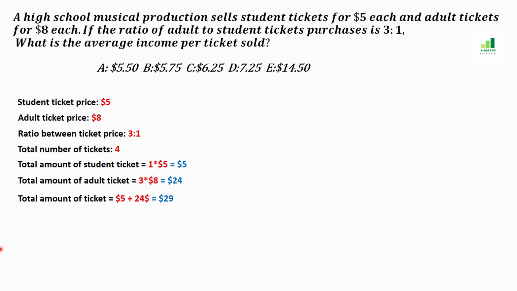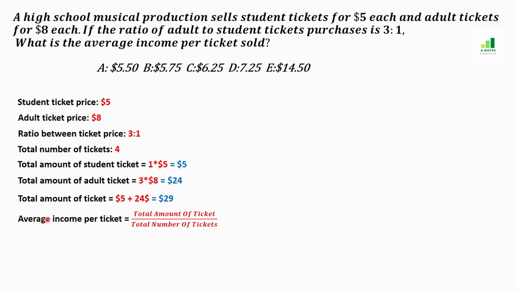Now, the total amount of the tickets will be equal to 29. How? We add both values, 5 plus 24. 5 is for students and 24 is for adult tickets. So when we add both these amounts, we get $29.